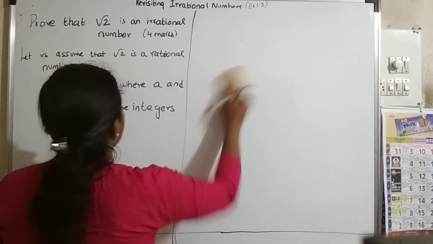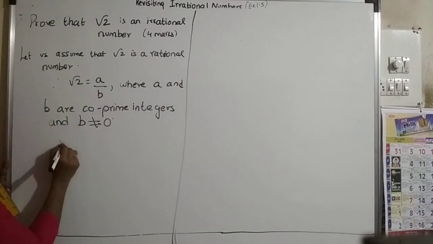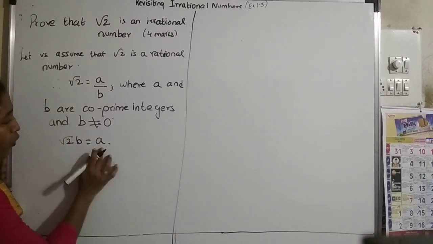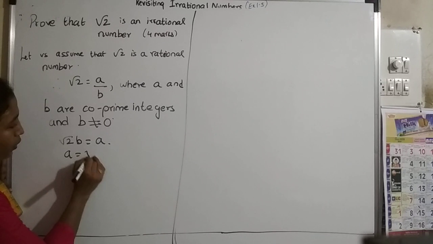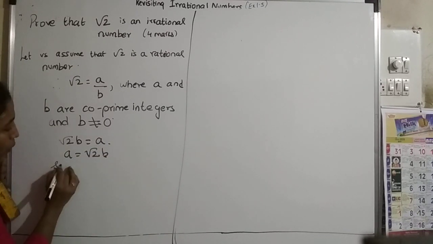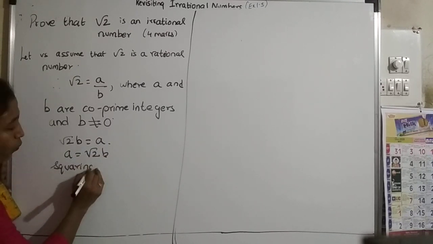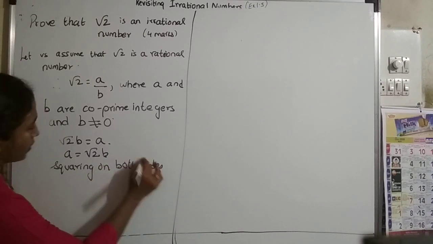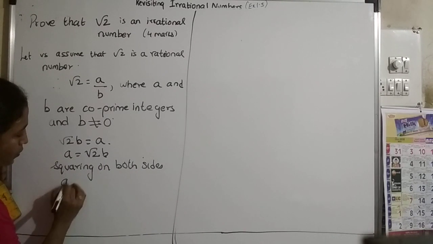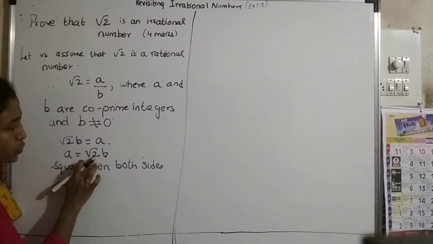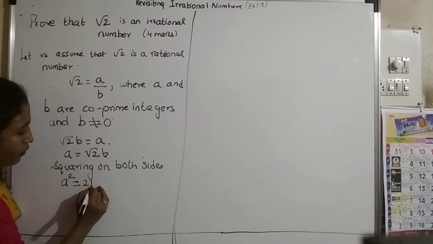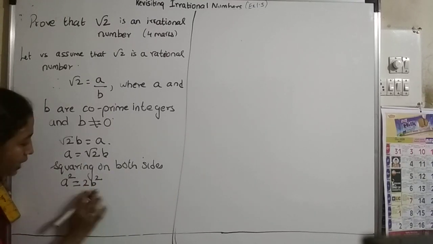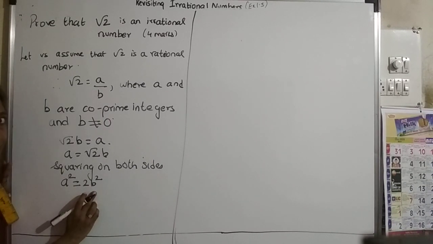Okay, so the next step you have to remember: take this b this side. So we'll get root 2 b equals a, or I can write a equals root 2 b. Squaring on both the sides, what do you get here? LHS square and RHS square. So a square, and root 2 square will be 2, b square will be b square. So here we get a square equals 2b square.